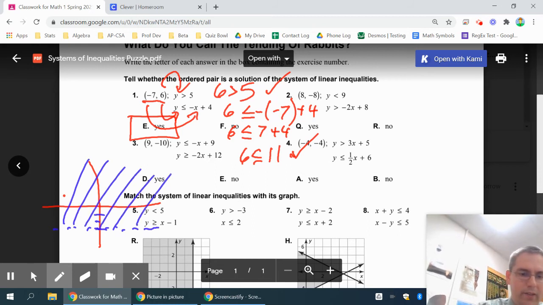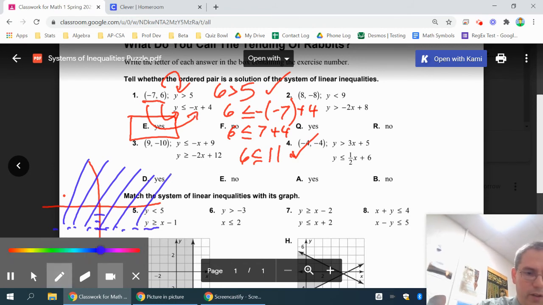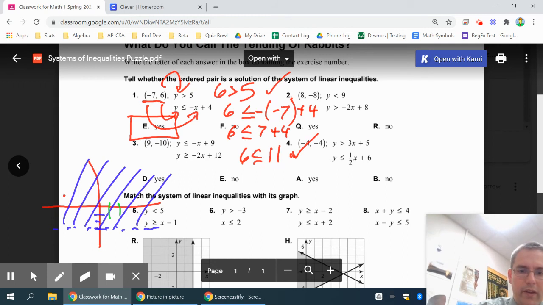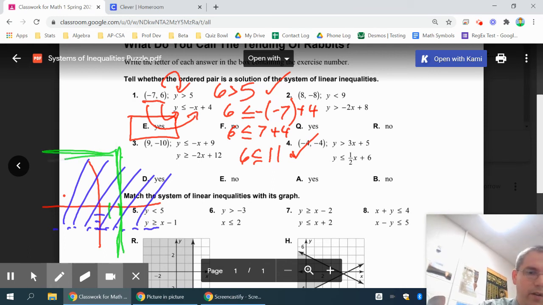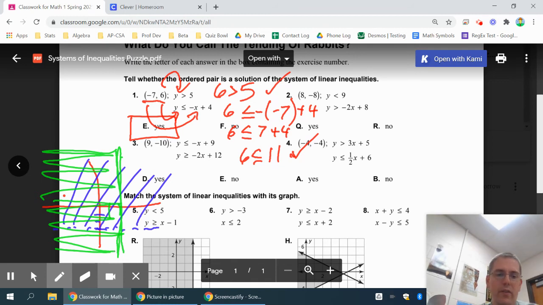For my x is less than or equal to 2, I'll do that in a different color. On the x-axis, go over to 2. This is a less than or equal to, so it is a solid line. The only time you think left or right is if I do not have a y variable. If I can get y by itself, I can go up or down. So x is less than or equal to 2 means I can go over this way, because those are the numbers that are less than 2. The only time I go left-right is if it is a vertical line.